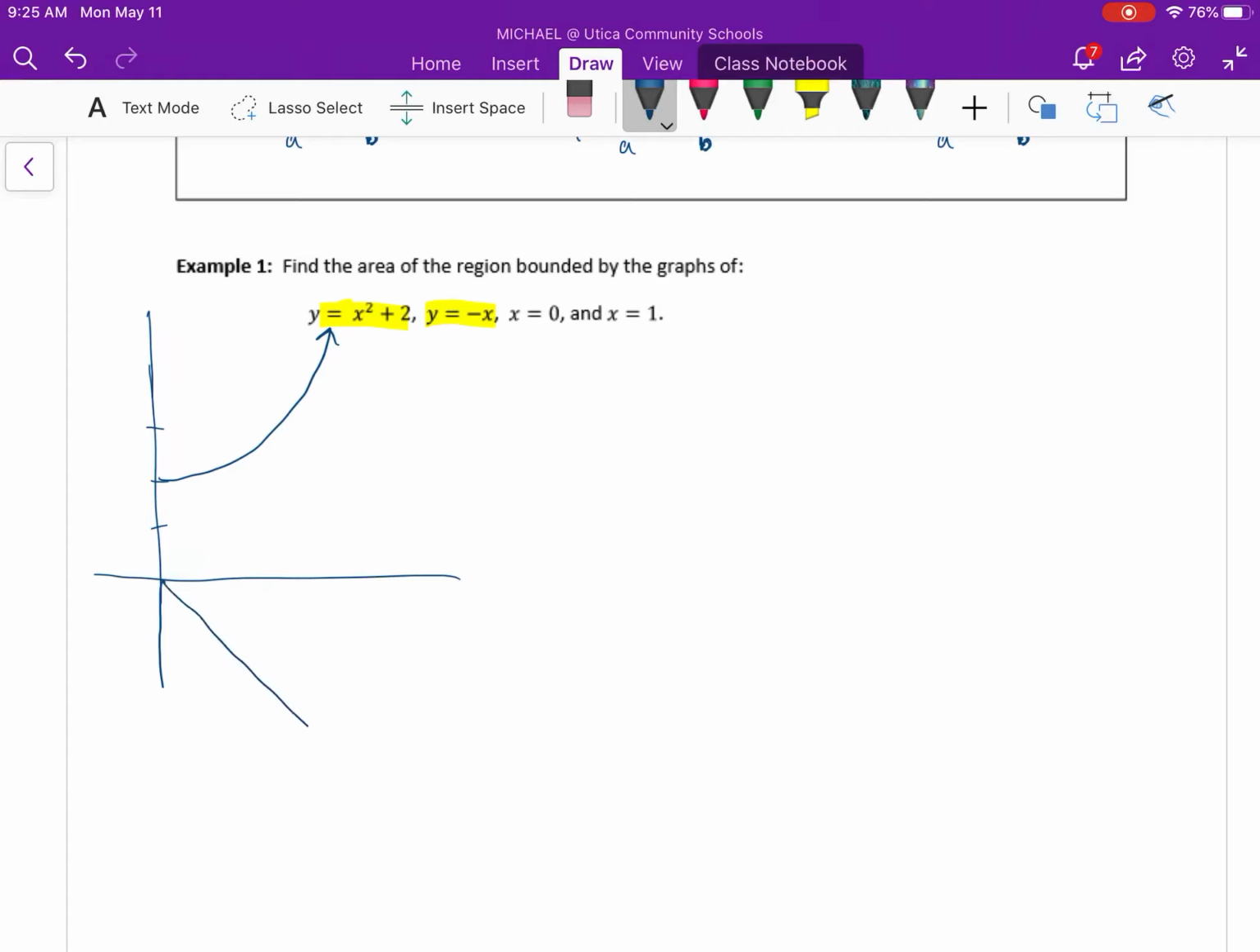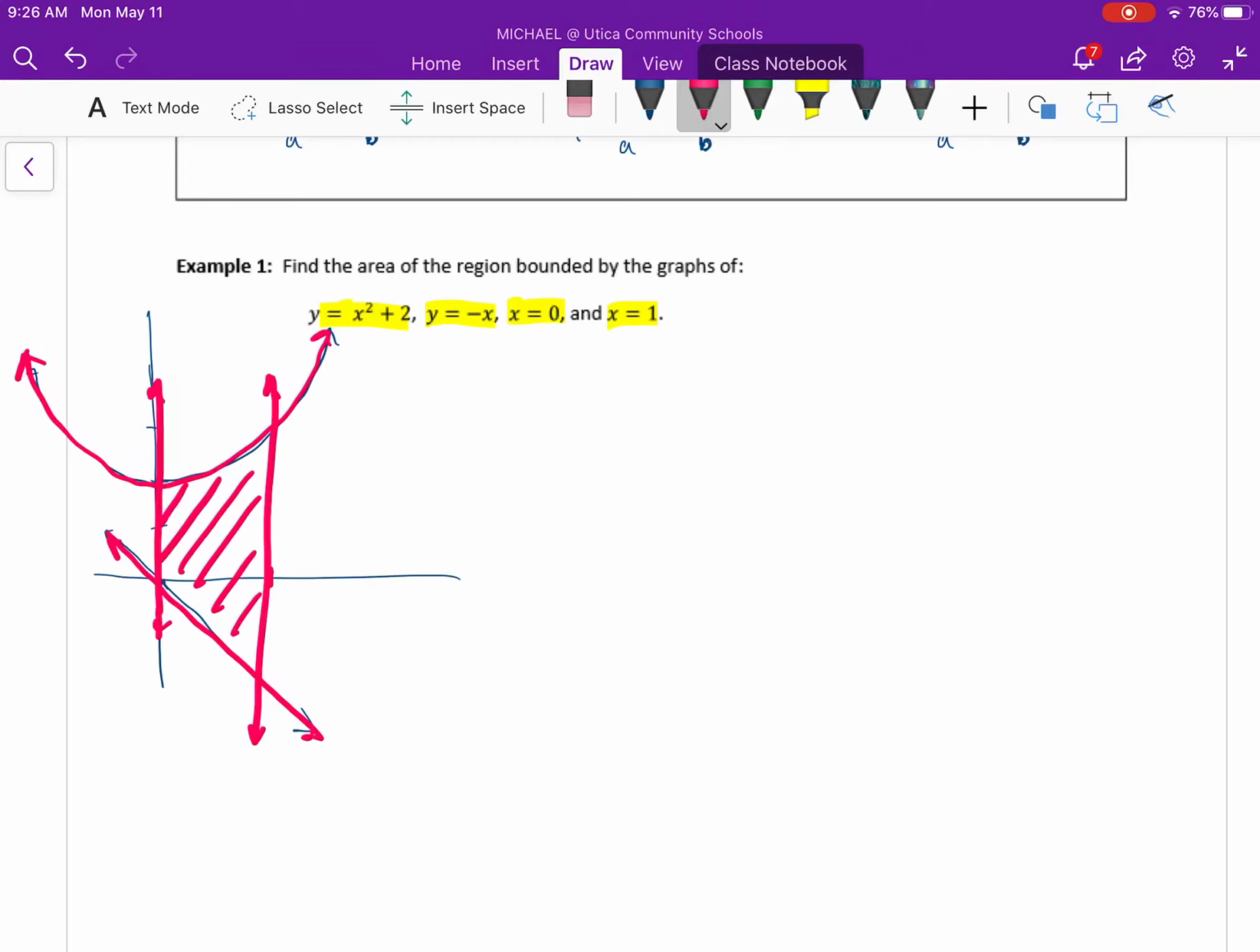Now I'm going to move on to y equals negative x. That's just a line in the negative x direction. And then they say from x equals 0 to x equals 1. I'll draw these in a different color: x equals 0 is that vertical line, and x equals 1 is that vertical line. So the region enclosed by these four lines is this region right here. That's a 1, that's a 0.